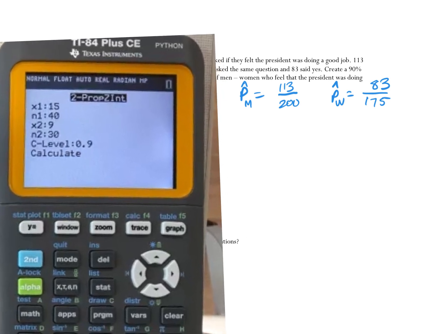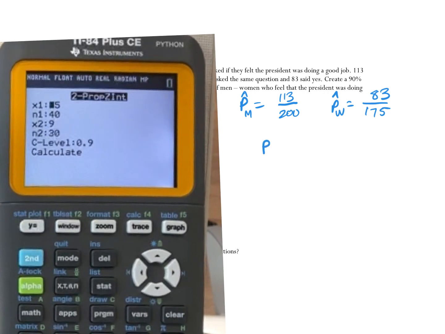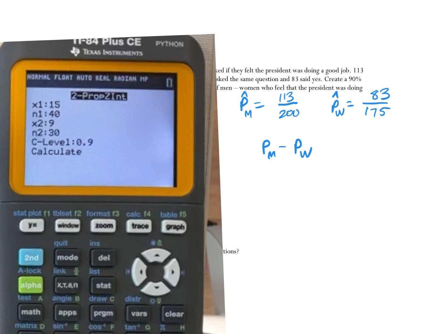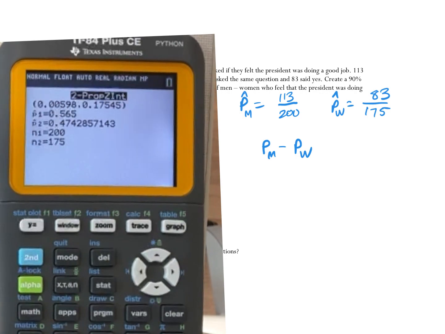Okay, and I'm telling you for the difference of proportion men minus women, so we are trying to estimate PM minus PW. That's our goal in this particular one. So for my X1, I'm going to put 113 out of 200, and then 83 and 175. I already have a 0.9 confidence interval. Wait, just like 0.9. All right.